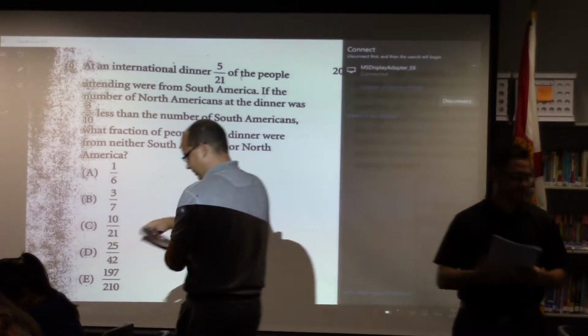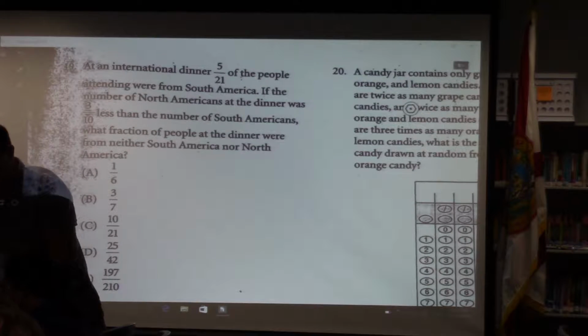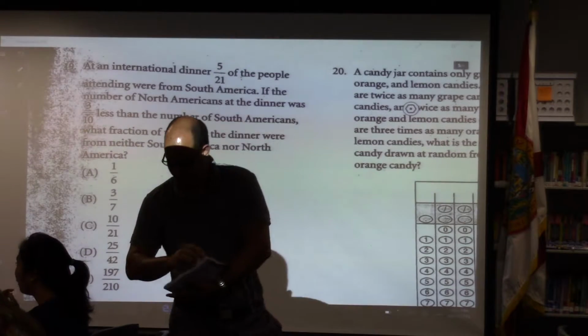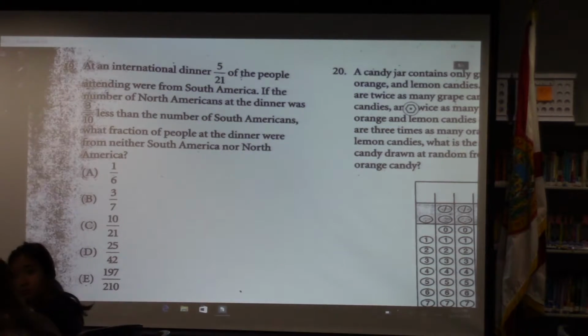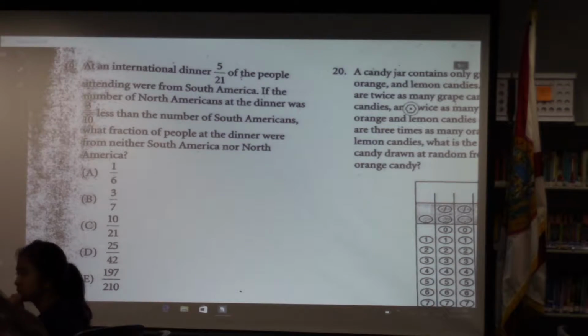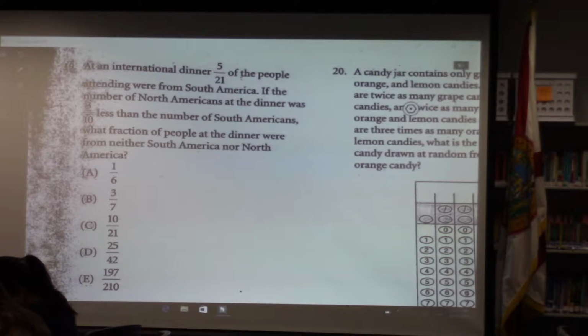All right, guys, let's go over these last couple problems and then we will be done. Right now, my team is passing out a packet for homework. I know homework is important because we need to be practicing as much as possible.